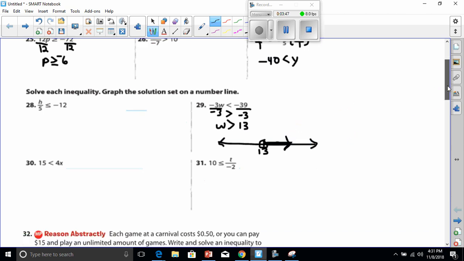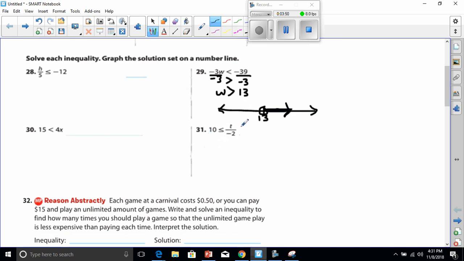So let's see, we're going to number 31 now. This time I have t divided by -2. Well, I'm going to multiply by -2 over 1. Right? I'm going to do that because I have a 1 in front of this t, so that's really 1 over -2 times t. And I want t to stay there, right? So I don't include t into my number that I'm going to multiply it by.